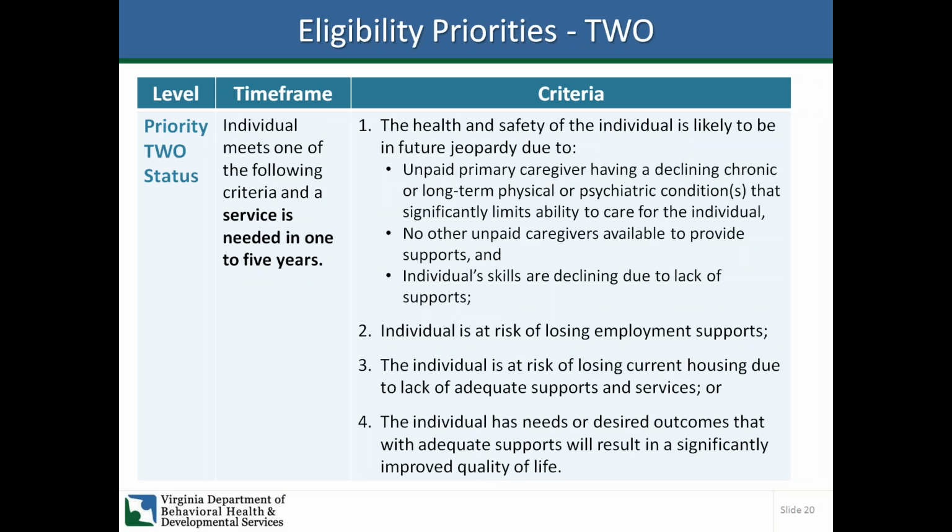Priority two, this is for those who need services in 1 to 5 years. And we're looking at the health and safety of the individual likely to be in future jeopardy, or the individual being at risk of losing employment or their housing due to lack of support. And then the fourth category there, individual has needs or desired outcomes that with adequate supports will result in a significantly improved quality of life.